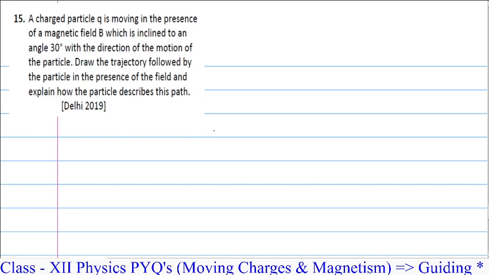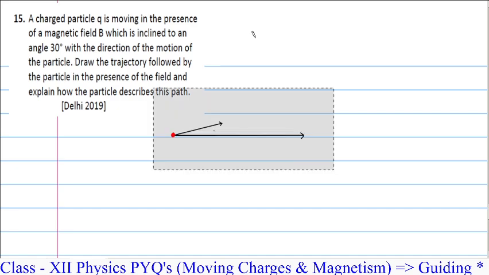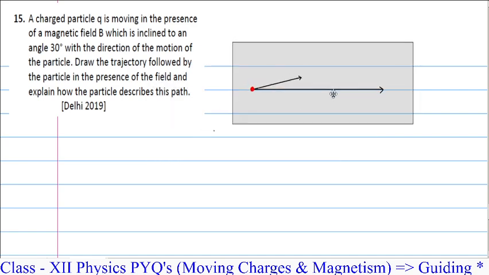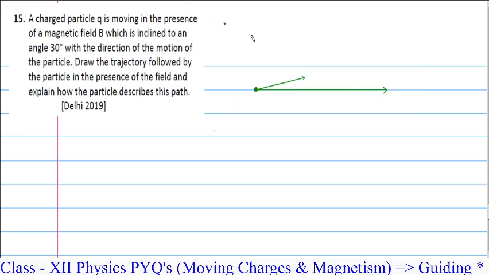In this question number 15, a charged particle Q is moving in presence of a magnetic field B, which is inclined at an angle of 30 degrees with the direction of motion of the particle. Draw the trajectory followed by the particle in the presence of the field and explain how the particle describes its path. So let us first draw the figure and try to understand what it is trying to say.